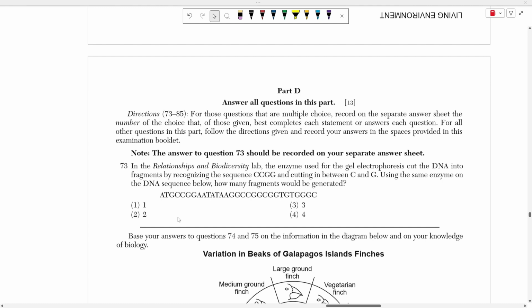and biodiversity labs, the enzyme used for gel electrophoresis cut the DNA into fragments by recognizing the sequence CCGG and cutting between the C and the G. Using the same enzyme on a DNA sequence below, how many fragments would be generated?